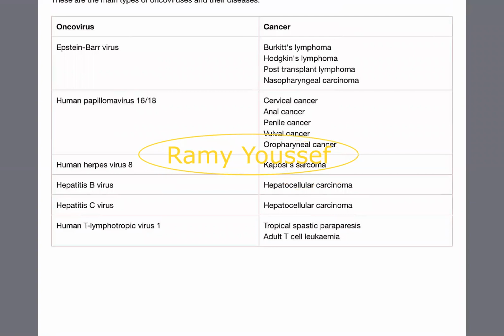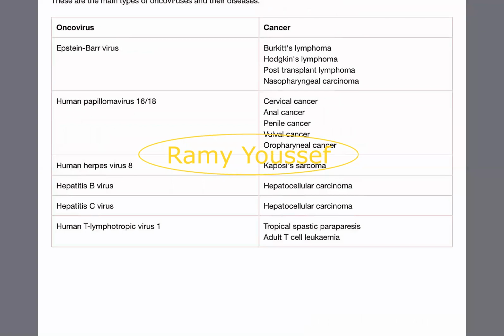Is it clear for all this table? It's a very important, critical table. Nasopharyngeal carcinoma is common. All types of human papillomavirus come in the exam. Hepatocellular carcinoma sometimes. Kaposi sarcoma sometimes. But the first two are very common in the exam. Epstein-Barr virus, yes, it is infectious mononucleosis.